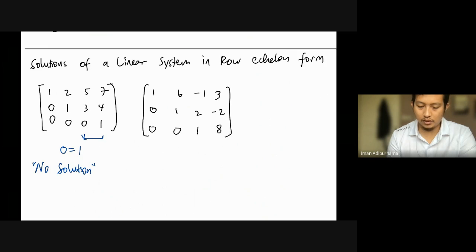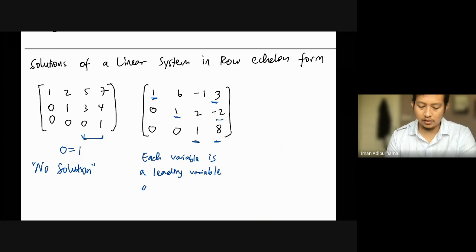If you see here, this is perfectly getting each variable for solutions. So each variable is a leading variable, which means the variable is this one, right? And you get exactly one solution for x, y, and z.